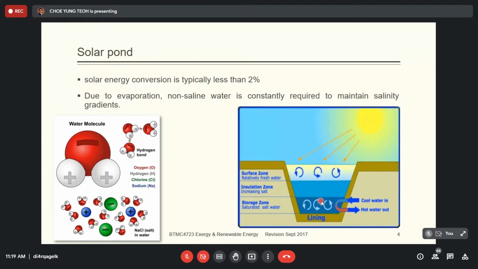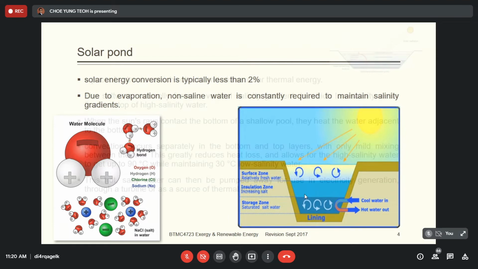Okay, because this is salt water, you are not able to use the salt water directly. You need to have the heat exchanger. So this one we call the solar pond. But due to the evaporation, you always need to add in the water. You need to control the salinity from time to time. You need to add in the water, and you need to add in the salt to maintain the saturated salt at the bottom layer.